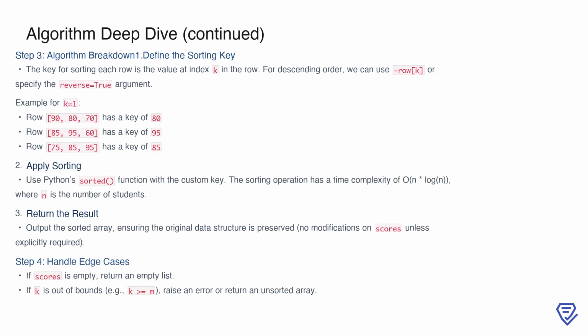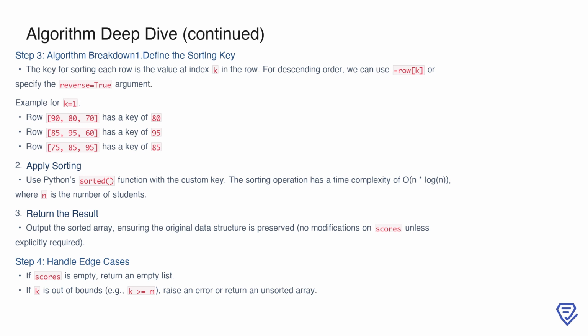To break the algorithm into steps, the first task is to define the sorting key. This key will determine the order of the rows based on the values in the KTH column. For instance, if k equals 1, the sorting key for each row would be the value at index 1. So, for the rows [90, 80, 70], [85, 95, 60], and [75, 85, 95], the keys would be 80, 95, and 85, respectively. To sort these values in descending order, we can use Python's sorted function with the reverse equals true argument. This ensures that the rows with higher KTH column values appear first.